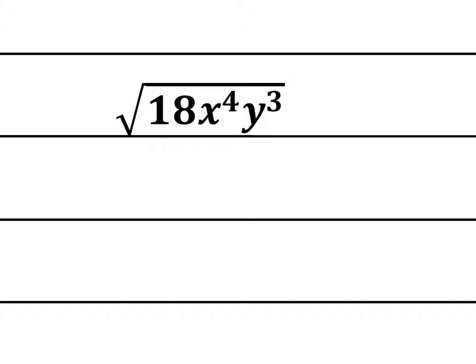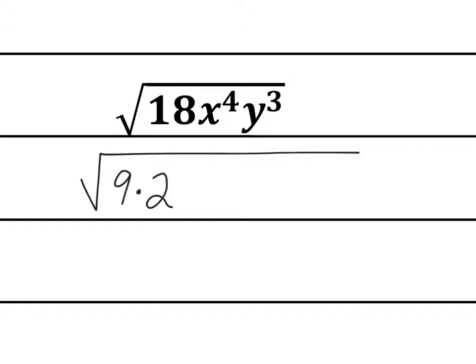18. Let's deal with that first. Can you please discuss what's the highest perfect square that 18 can divide by? We're going to split this up into 9 times 2. Okay. X to the fourth, is that a perfect square? Yes. Okay, we're going to leave that. And then y to the third, is that a perfect square? No. So what would I want to break it up into? Y to the second times y to the first.